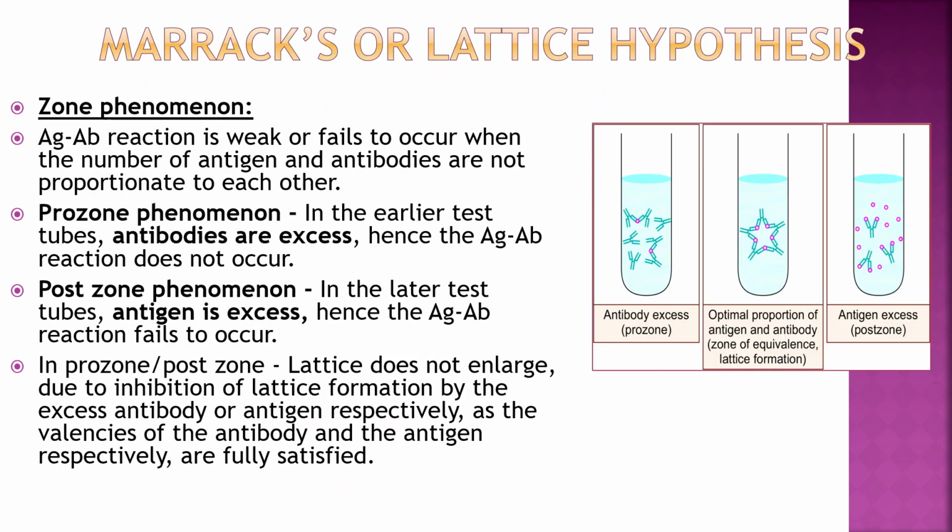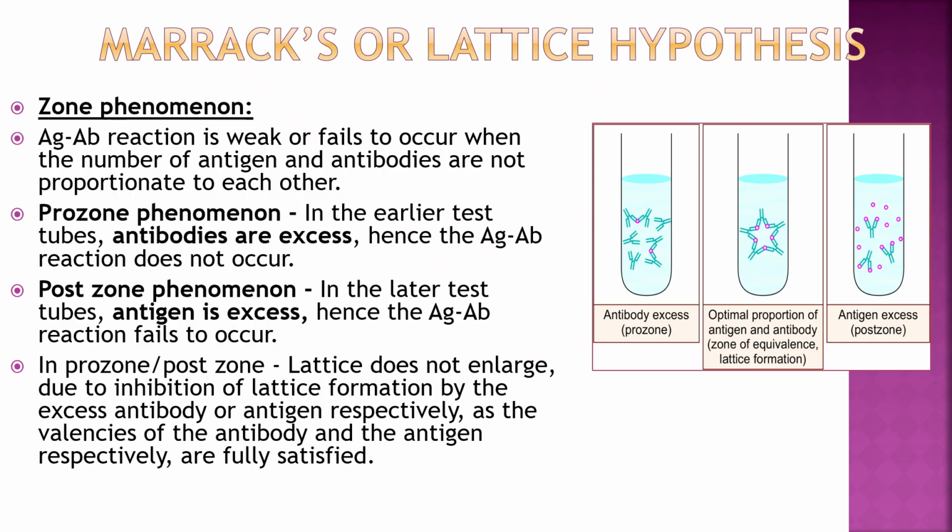Marrack's or lattice hypothesis. So it is zone phenomenon. Antigen antibody reaction is weak or fails to occur when the number of antigen and antibodies are not proportionate to each other. So first is prozone phenomenon. In the earlier test tubes, antibodies are in excess. Hence, antigen antibody reaction does not occur. So it is antibody excess.